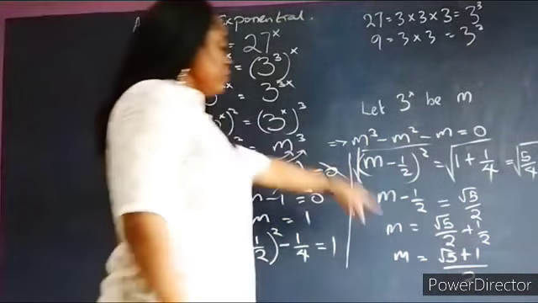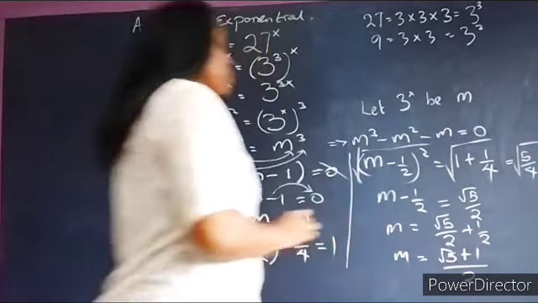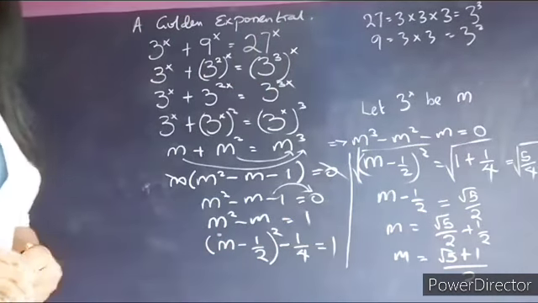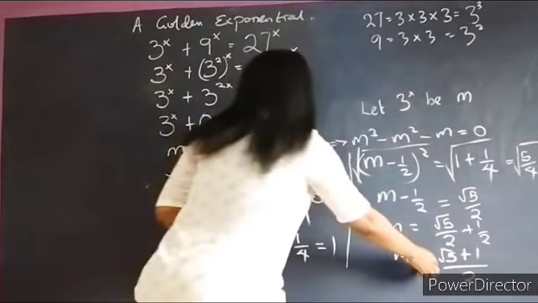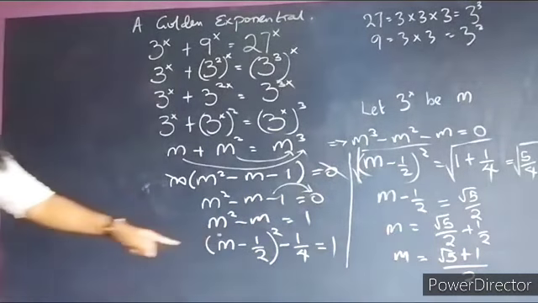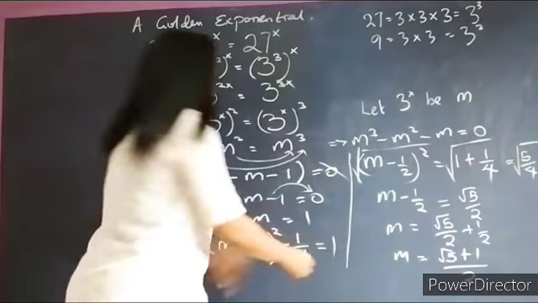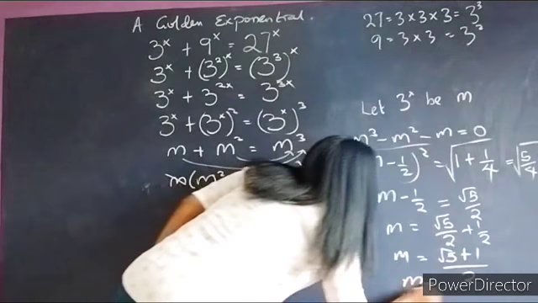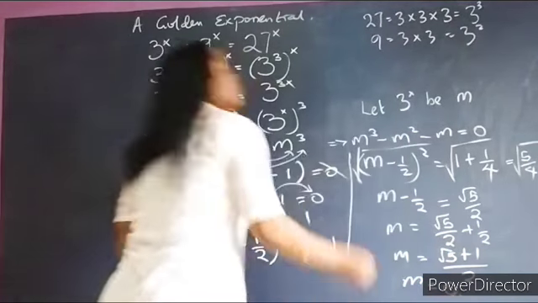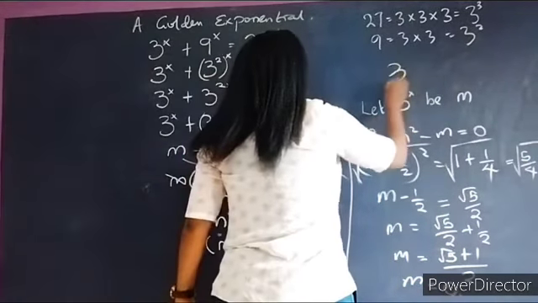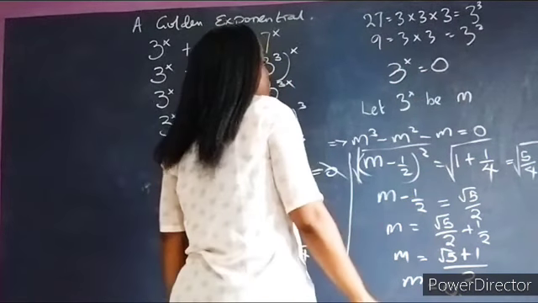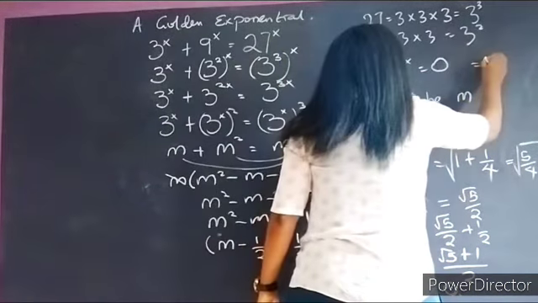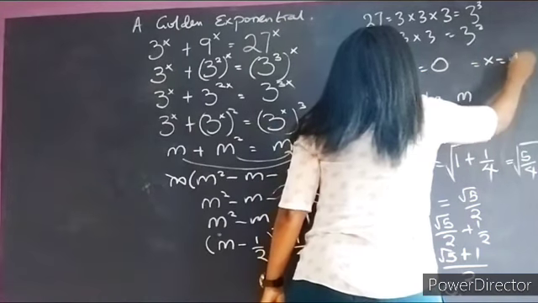So if we substitute the value of this, what are we going to have next? I think we're going to have an irrational number. So we're going to take the other value of m, which was 0. So now if 3 raised to power x is equal to 0, right? Therefore, x is what? Undefined.